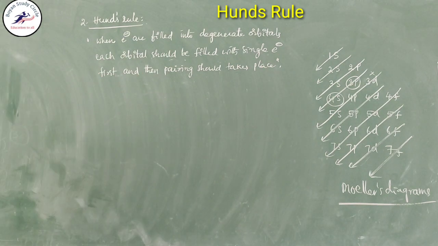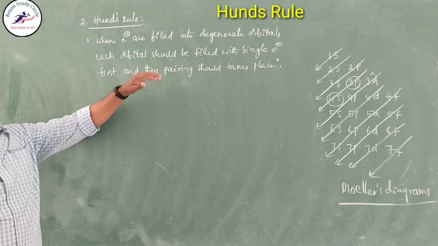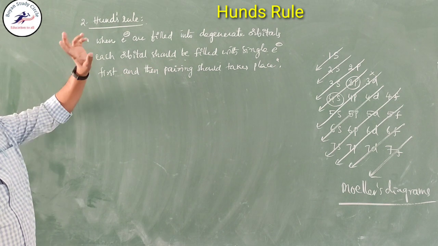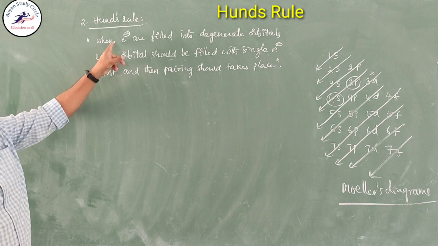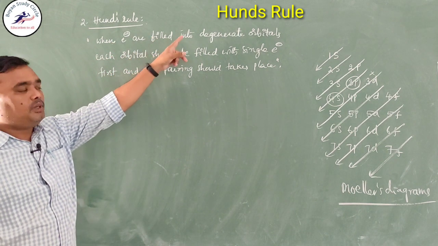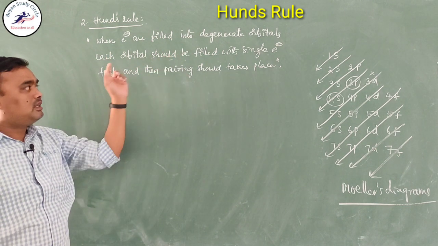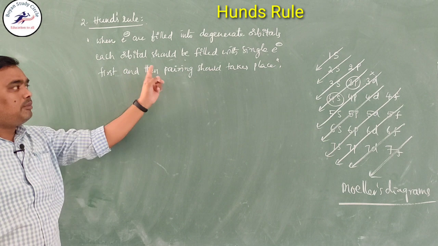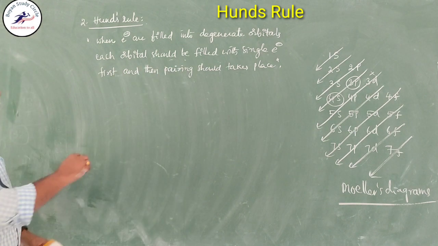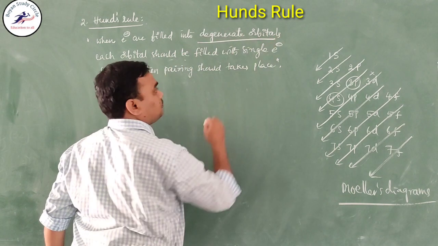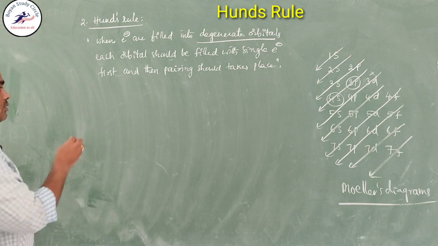Right. So, this is the statement by Hund's rule. Hund's rule says that when electrons are filled into degenerate orbitals, each orbital should be filled with a single electron first, then pairing should take place. What are degenerate orbitals? Yesterday we discussed.